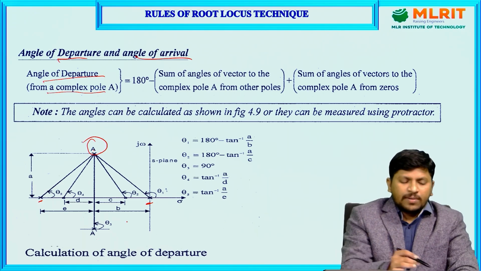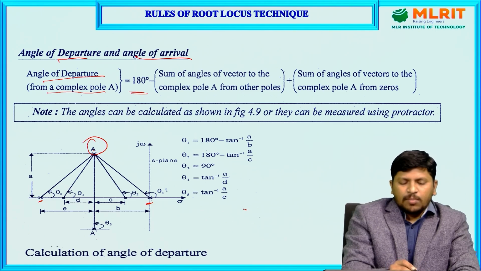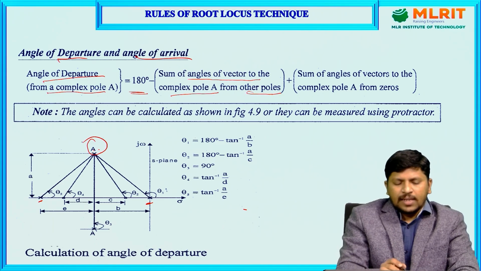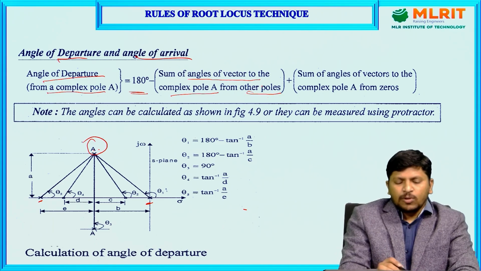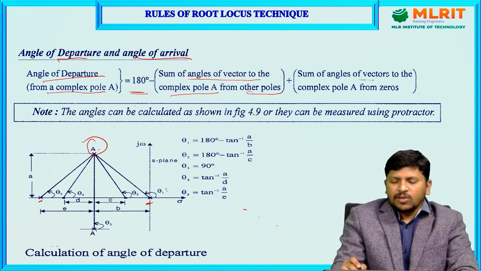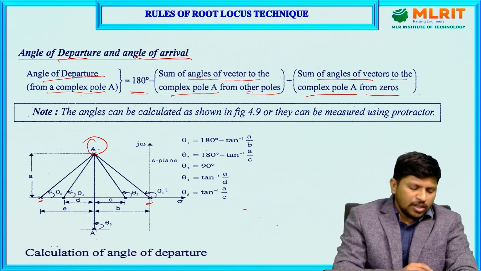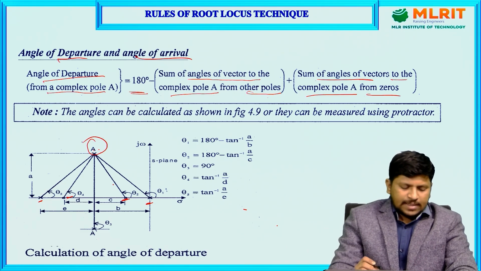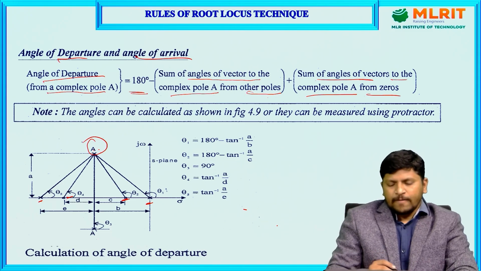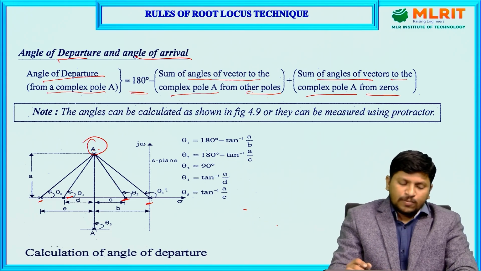So see the formula: 180 degrees minus the sum of angles of vectors from the complex pole A to the other poles. Here the angles from the complex pole to the other poles, you should just sum, that is 180 degrees minus that value. Next, add the sum of angles of vectors from the complex pole A to the zeros. One more 0 is there, here 0 is there, two angles, so that is the zeros. So you should sum that value.